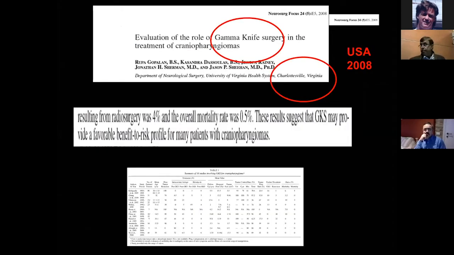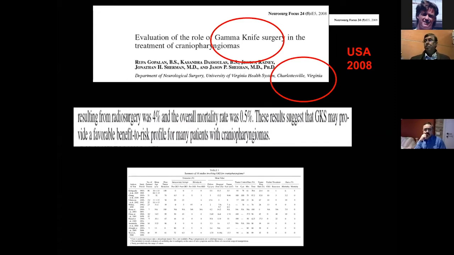Gamma knife, the story of the gamma knife, which I am never going to stop until people realize what's happening. This is from Charlottesville, Virginia, and it's one of the major radiosurgery centers in the world, in America. Steiner was there, Laszlo Steiner, God bless his soul. He started all this, he was a very good man. And these people are treating this with gamma knife.